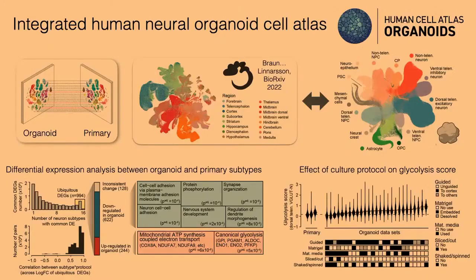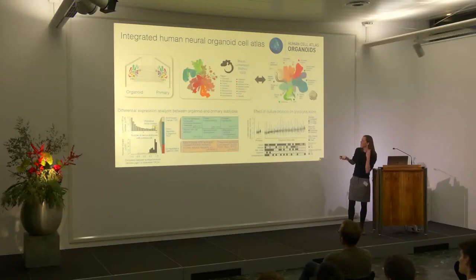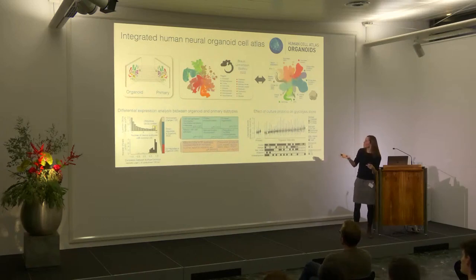What we can now do with this organoid atlas is we can ask, is there any feature of the protocols that were used for making these organoids that maybe lead to less or more cell stress? And this is what we did here. So here's the glycolysis score, which we took as a measure for cell stress. The primary cells are very low on this. Now the organoid data sets are ranked, and you can see here the ones that have the lowest cell stress.